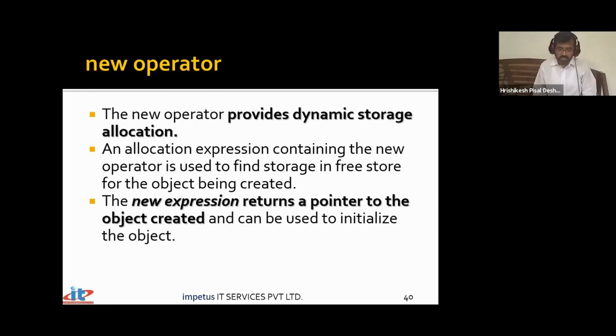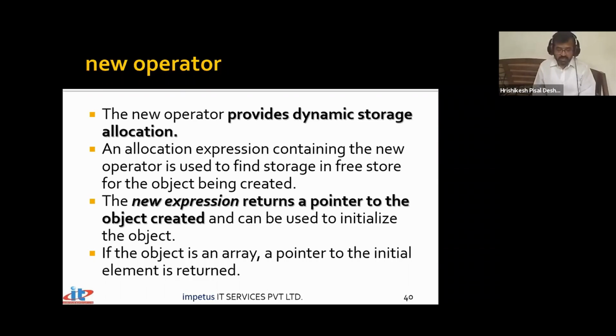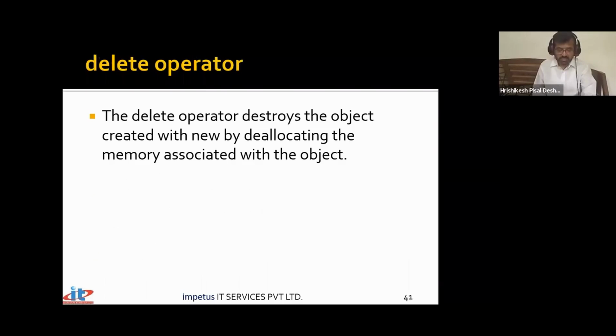It points to the object created, and can be used to initialize the object. So it's up to you. You can pass parameters and initialize that object as well. And if an array was created, you will get the address of the first object, because the base address of the array is nothing but the address of the first object inside that particular array.